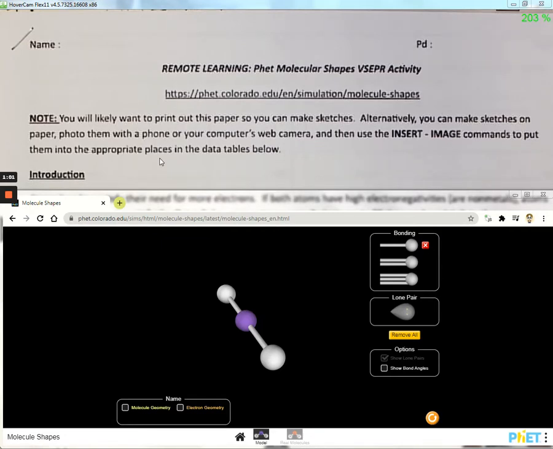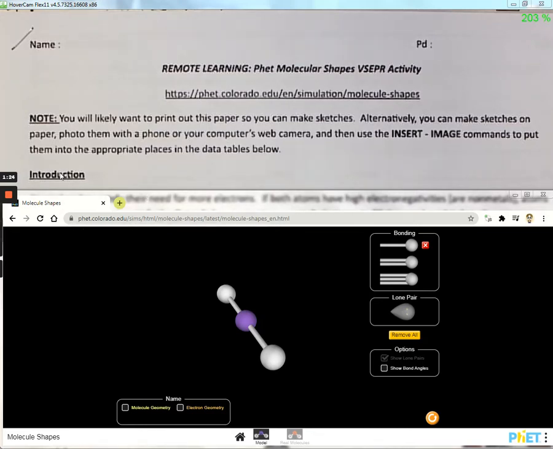Anyway, the point of this is to further acquaint you with some things about the three-dimensional shapes of molecules. We have a lab that we do in class if you're here, and I'm test piloting this one out for those of you who aren't able to join us in person.